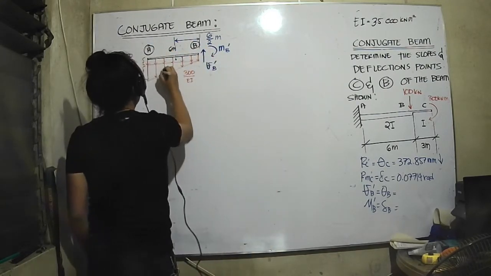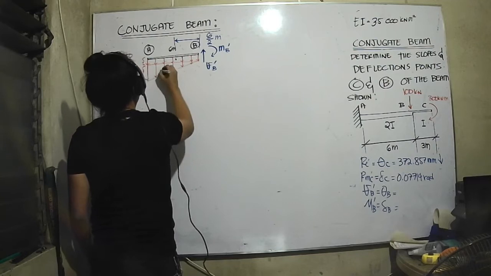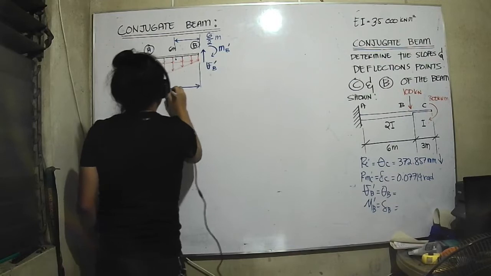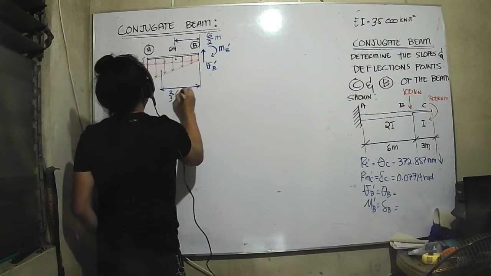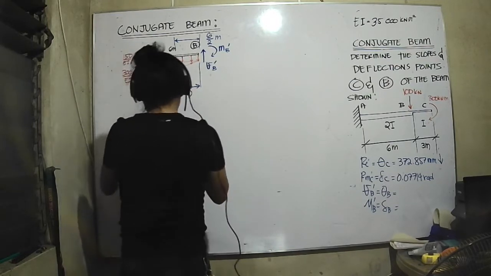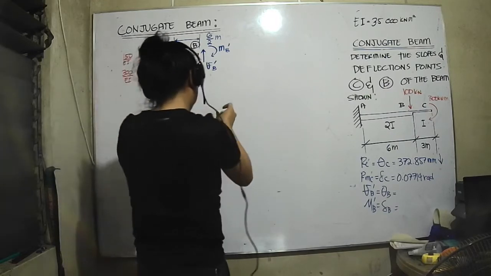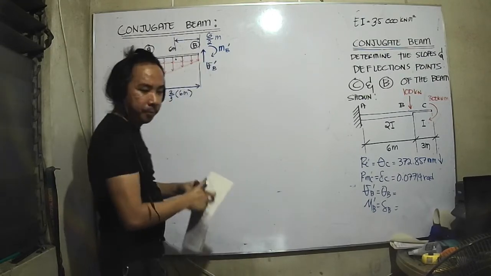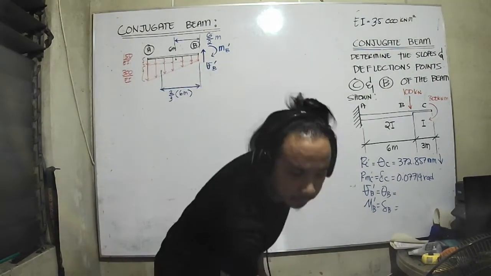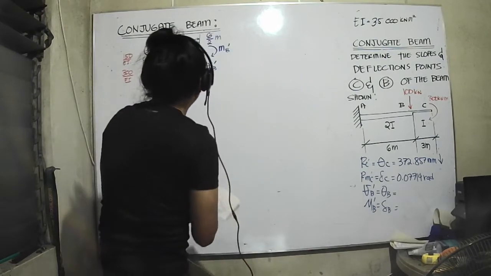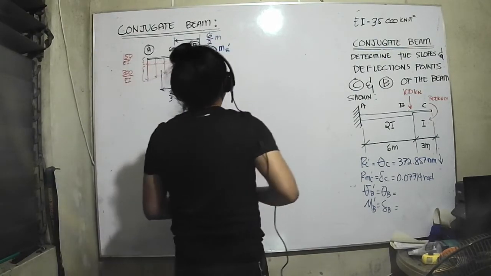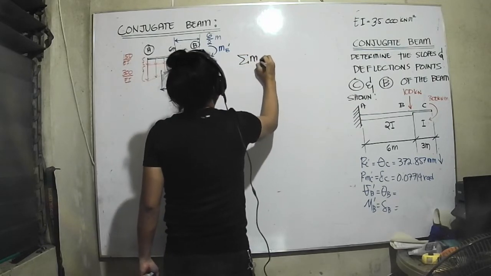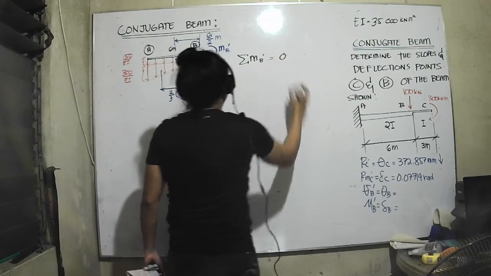And this is 300. The centroid of the triangle is just 2/3 of 6 meters. Okay. That's 2/3 of 6 meters. I think we're all set. I would like to have summing up moments at B. B prime is equal to 0.